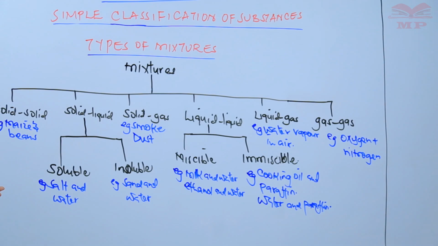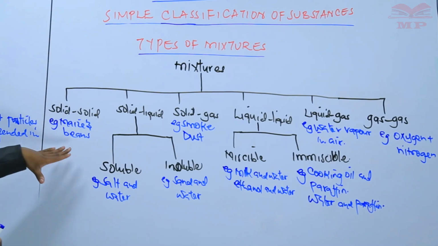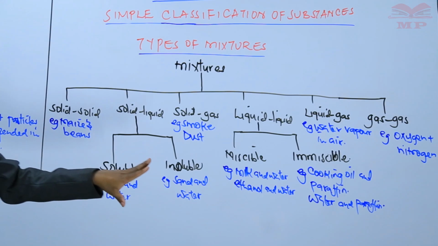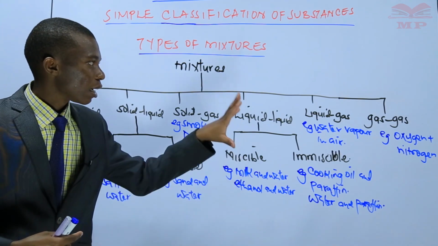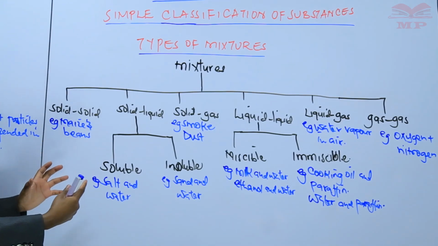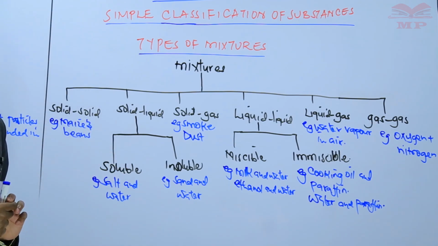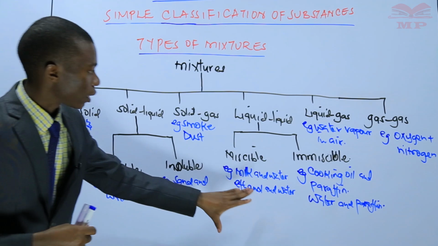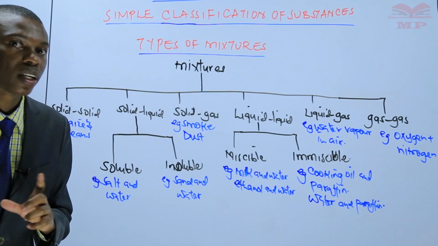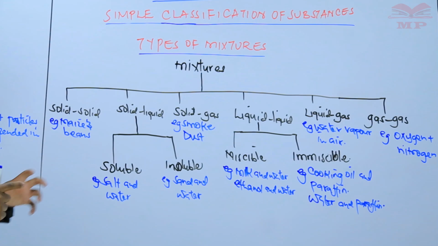Therefore, I've said that there are 6 categories of mixtures: solid mixtures, solid liquid mixtures, solid gas mixtures, liquid mixtures, liquid gas mixtures, gas mixtures. Then again, liquid mixtures can be divided further into soluble and insoluble liquid mixtures. And liquid mixtures again can be categorized into 2: the miscible and immiscible liquids.